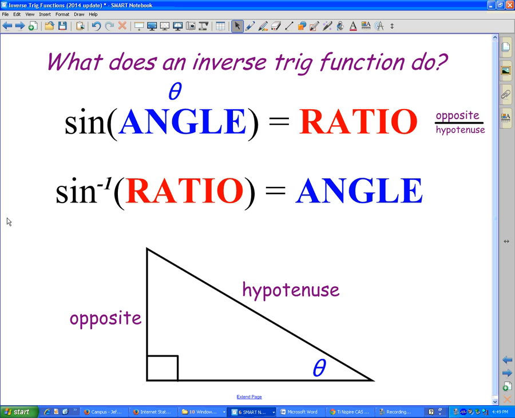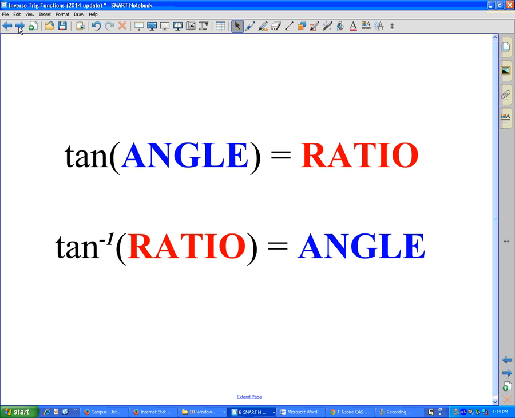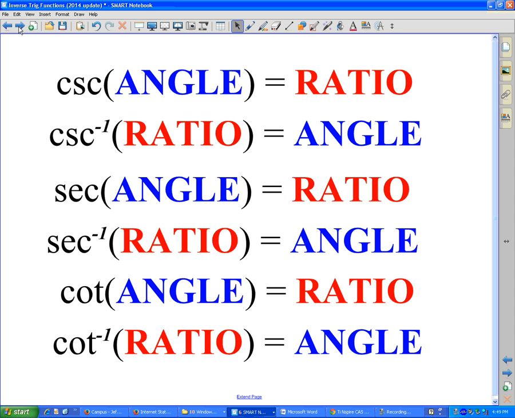And this is not unique to sine. This happens for cosine. This happens for tangent. This happens for all of the reciprocal functions. You put angles into your standard trig functions to figure out what the ratios are based on whatever 2 sides we're talking about. For secant here, right? That would be the hypotenuse over the adjacent. And the inverse function takes a ratio and tells us what angle would produce that ratio.